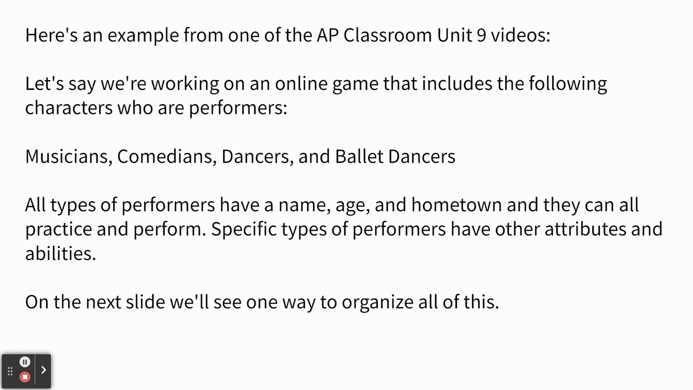So the AP Classroom Unit 9 videos, which you're able to go online and watch anytime, have an example. This is one I took from there. There's a bunch of people who are performers. So we're talking about musicians, comedians, dancers, and ballet dancers. And all these performers have a name, age, hometown, and they can all practice and perform. Specific types of performers have other attributes and abilities.